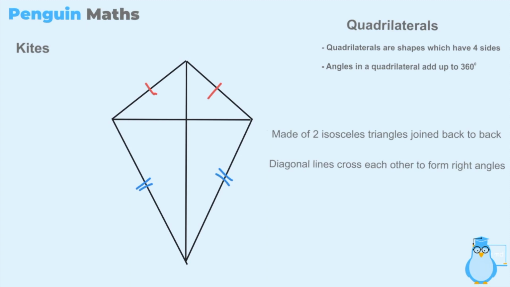And the other thing about kites is that the diagonal lines, so this line here running from top to bottom and left to right, they cross each other to form right angles. So we can see that all of these angles within here are right angles. Okay, so let's have a look at a little problem related to kites and angles.